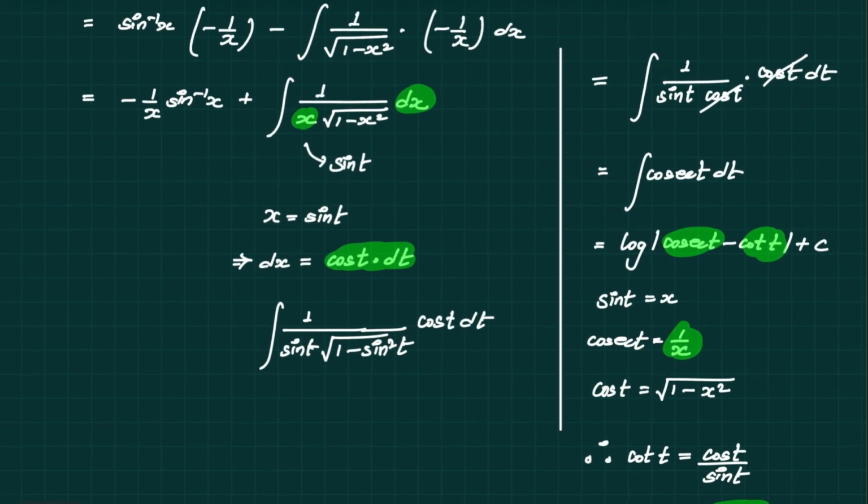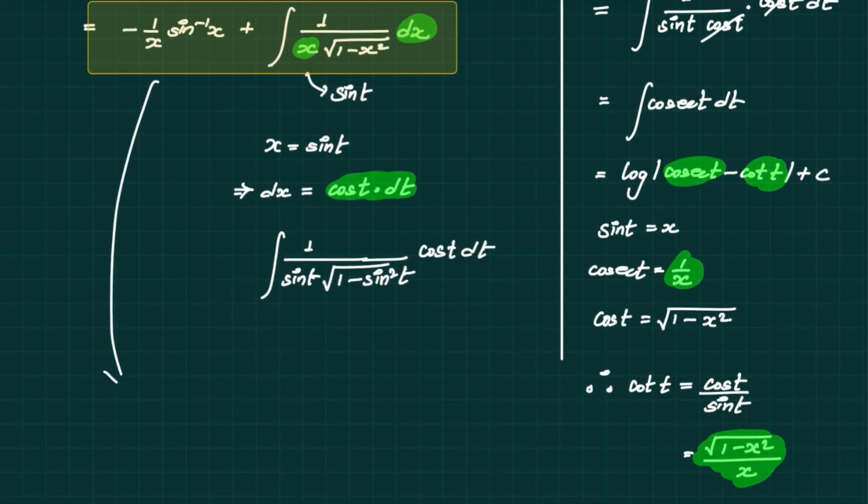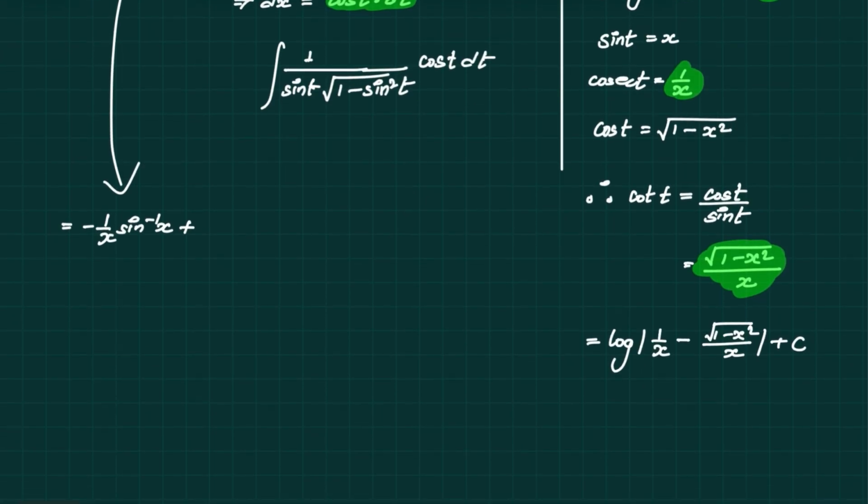Hence, my final integral, from this equation, is equal to minus 1 by x sine inverse of x, plus the second part of the integral we got as log of 1 by x minus square root of 1 minus x square by x, plus c.